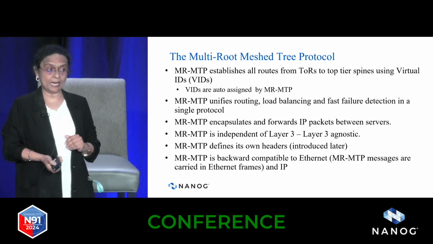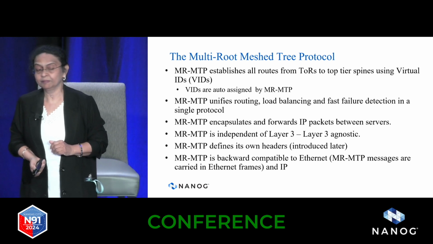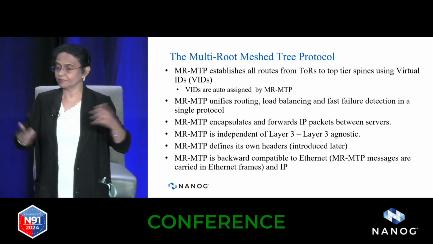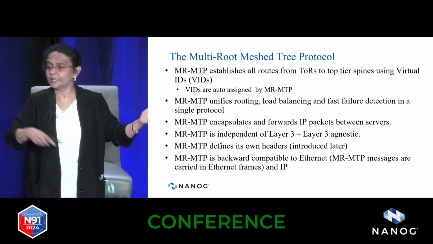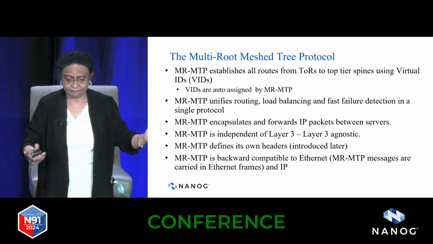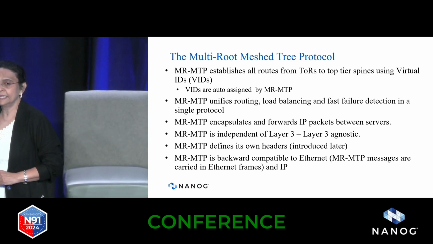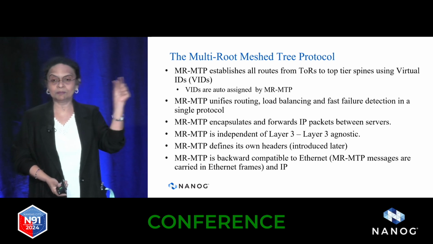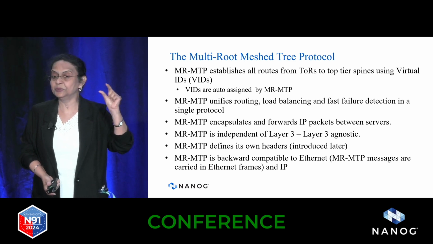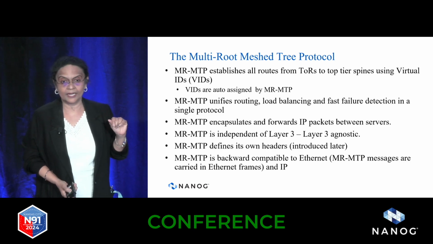It is backward compatible to Ethernet and IP. It carries IP packets. You can deploy it along with IP. Turn it off if you don't want to use it. Turn it on if you want it to be effective. MR-MTP messages are carried in Ethernet headers. We temporarily assigned one of the unused type fields in the Ethernet header to identify MR-MTP.